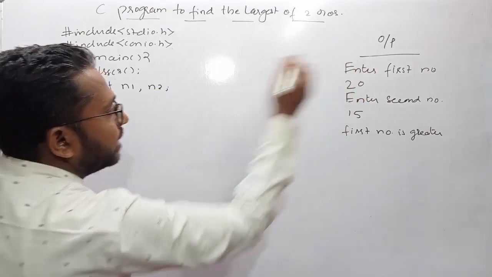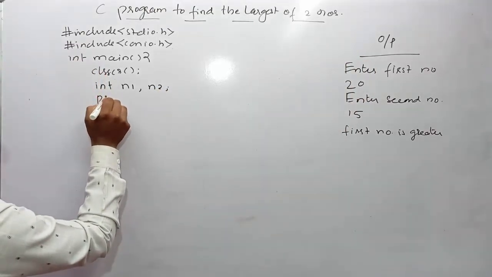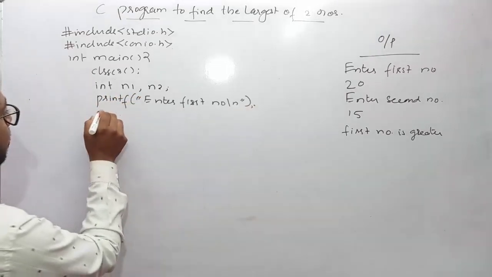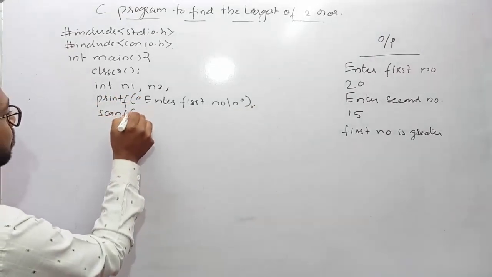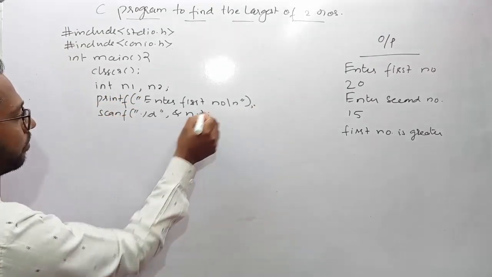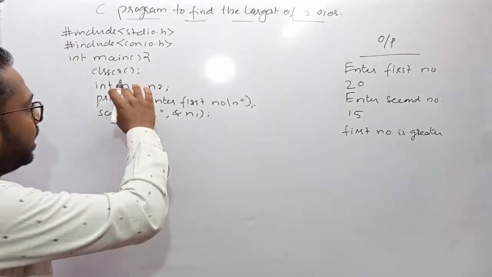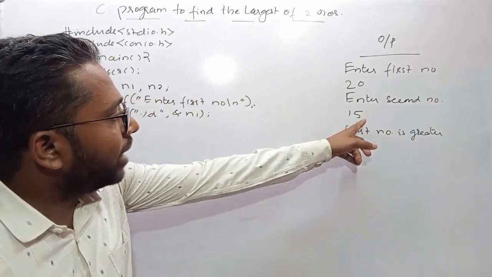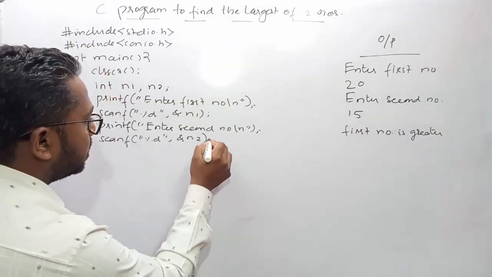Now I will display that message using the output function printf. Then I will read that number using the input function scanf. And the same printf and scanf functions I will once again use to accept the second value, semicolon.